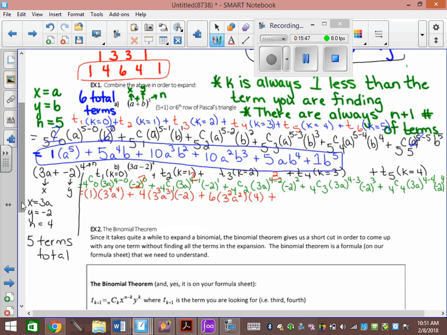Plus 4 choose 3, which is 4, because it's the same as 4 choose 1. 3a, because it's just to the 1. And then negative 2 to the 3 is negative 2 times negative 2 times negative 2, which is negative 8. 4 choose 4, you choose them all one way. This is to the 0. Anything to the power of 0 is 1, so it cancels. Negative 2 to the 4 is negative 2 times negative 2 times negative 2 times negative 2, which is positive 16.